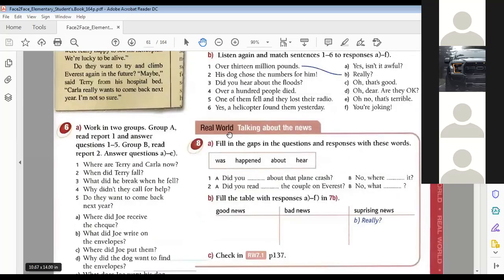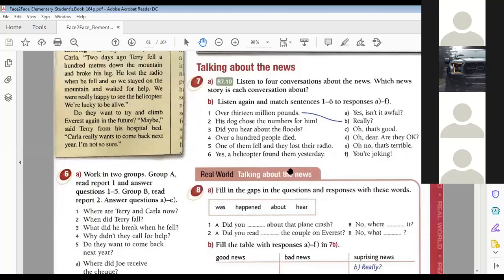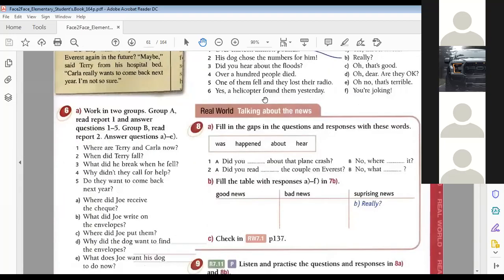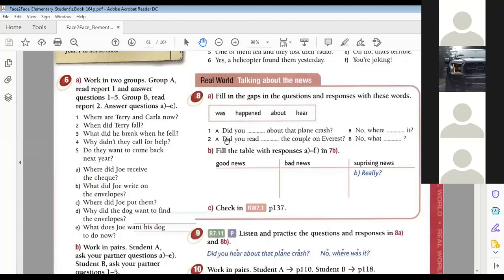And we will also do some listening. And we will also finish this one about how to talk and how to respond when you hear something about the news, okay?